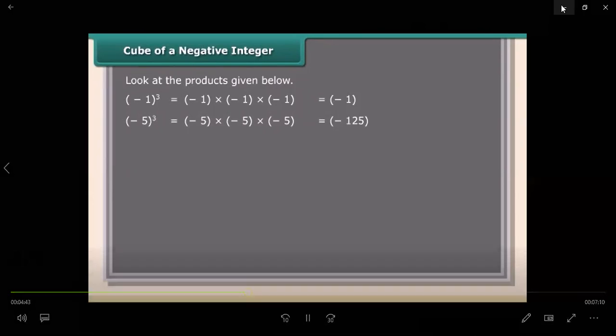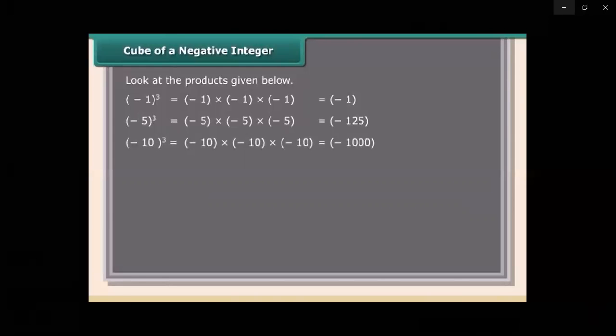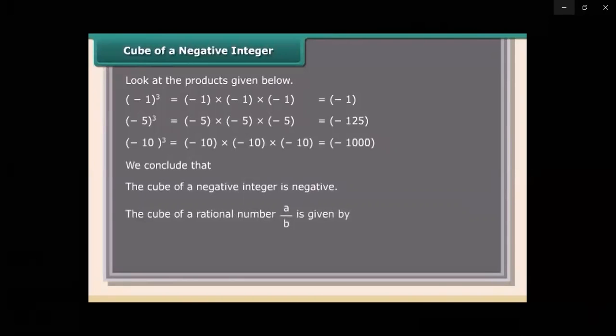That's why what we can conclude from here is that the cube of a negative integer is always a negative integer. For example, the same we can observe for -10 also. So for -10 cube, we are getting -1000. So we can conclude from here that the cube of a negative integer is always negative.